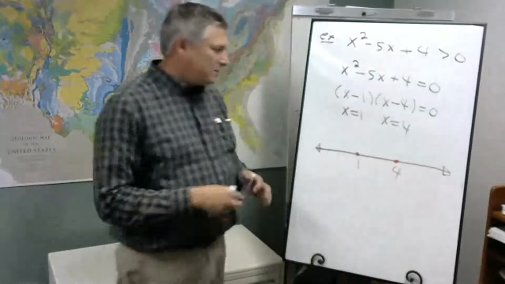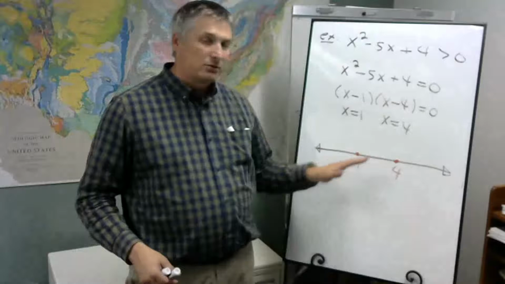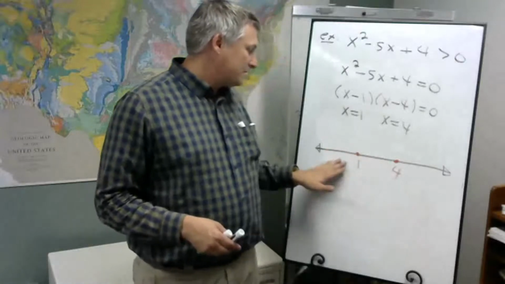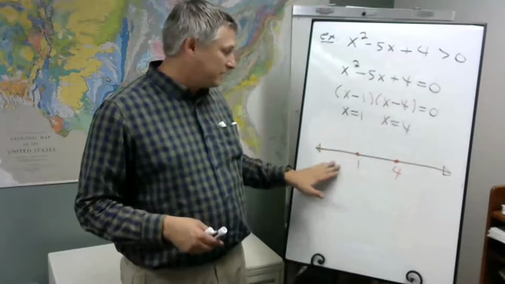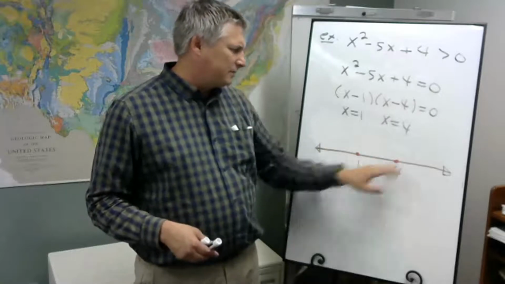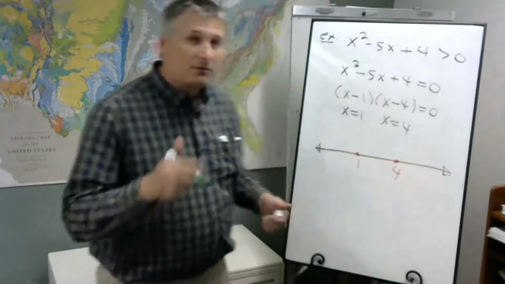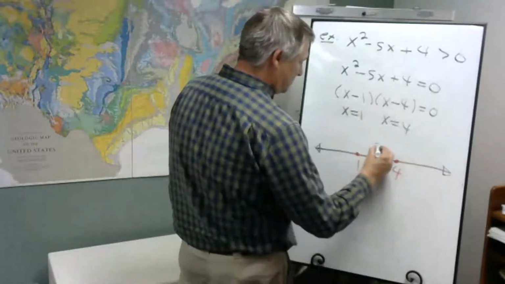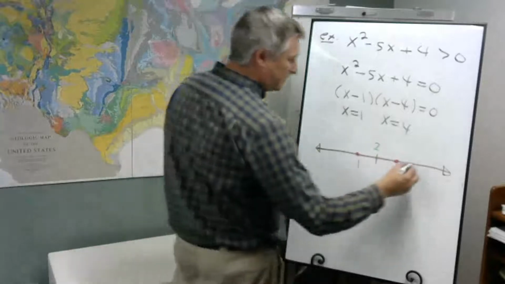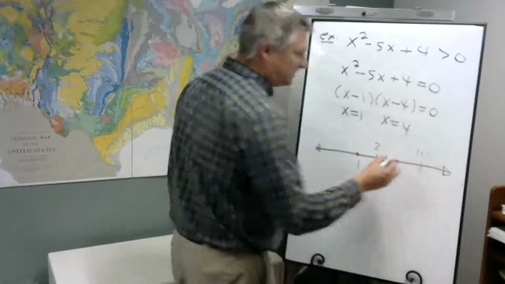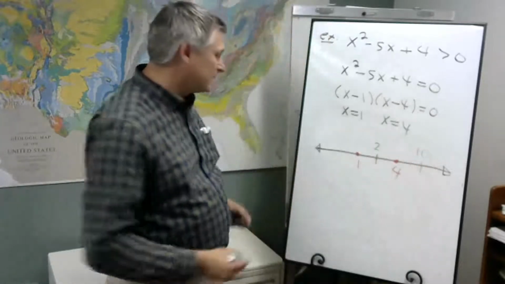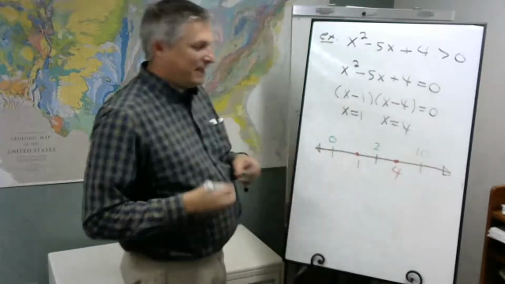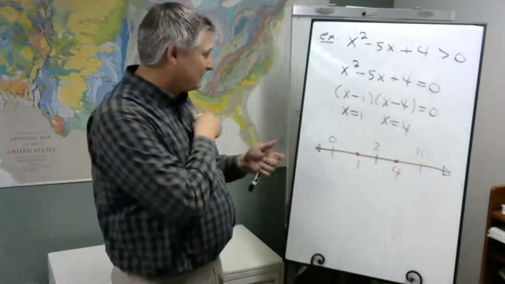So we know this is where the polynomial crosses the x-axis. What we want to find out is, is it going to be positive or negative in each interval? To do that, we're going to use test points. So let's choose, say, 2. Over here, we can choose 10, just because it's easy to do multiplication with 10. And over here, I'm going to choose 0, because multiplication's easy with 0.